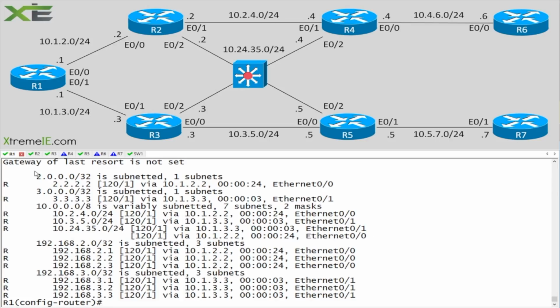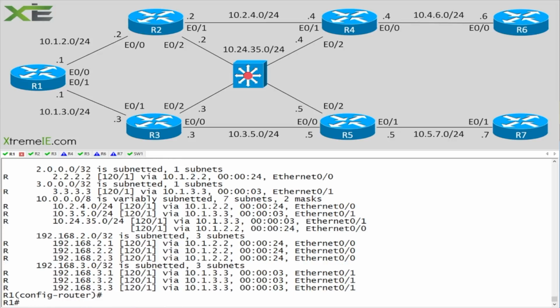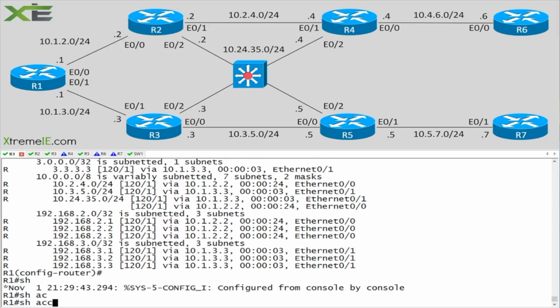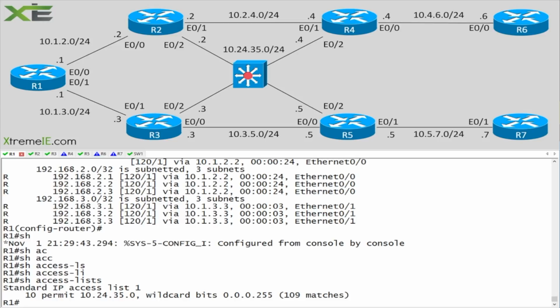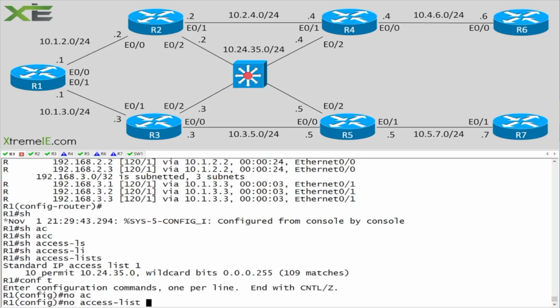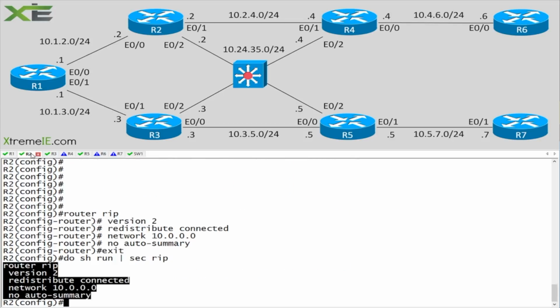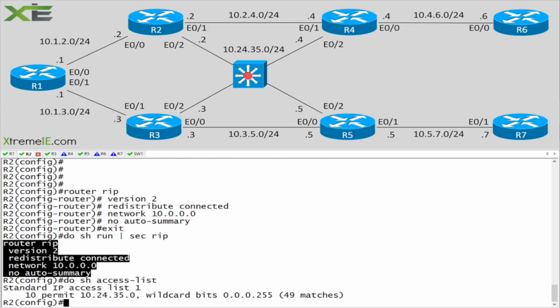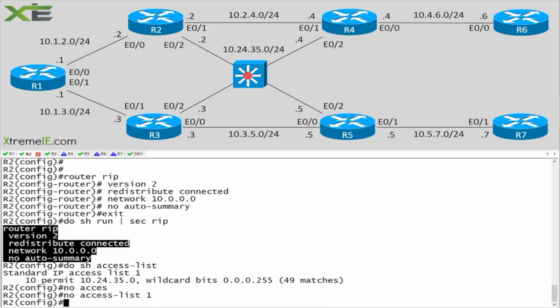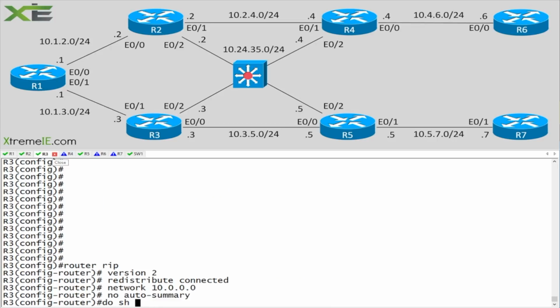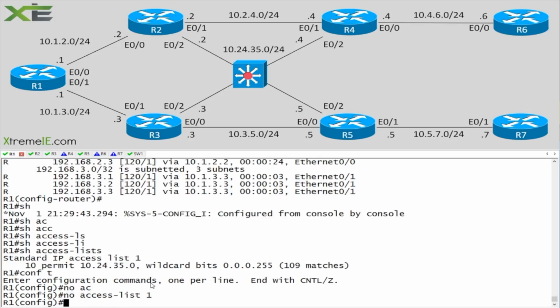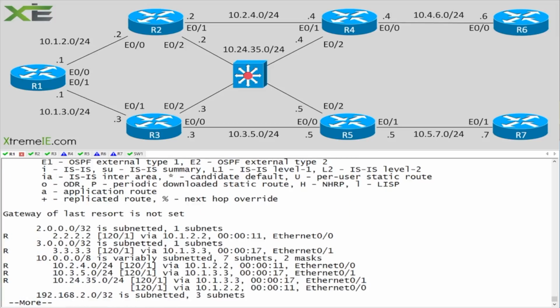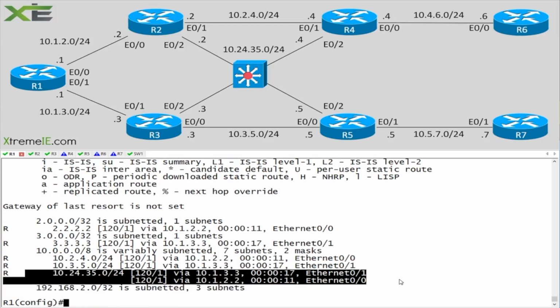All right, so what we want to do is maybe again mess around with this prefix. Actually, I think we may still have a few access lists hanging around here. So hang on, let's say show access-list. And yes, we do. So we'll say config t, no access-list 1, and do show access-list. This is just left over from, I believe, the filtering video. We'll recreate these anyway. So let's say do show ip route rip, and let's mess around with this 10.24.35 prefix again. Let's see if we can change the administrative distance.